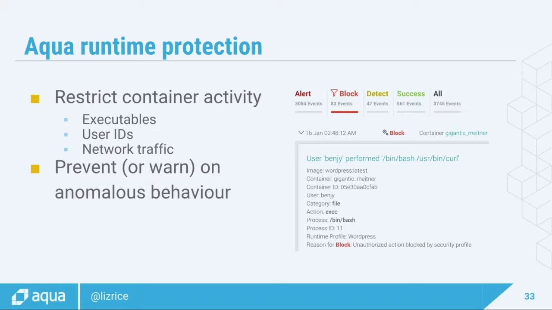Now, you might want to take it a step further and use a tool like Aqua that can limit container activity on a more granular basis. So we can restrict a container to only running a certain set of executables, maybe only running as a particular user ID or a set of user IDs, knowing which network traffic should be permitted, what IP addresses, what DNS names, what other services that container should be allowed to access.